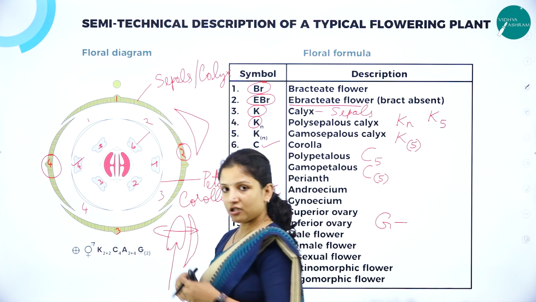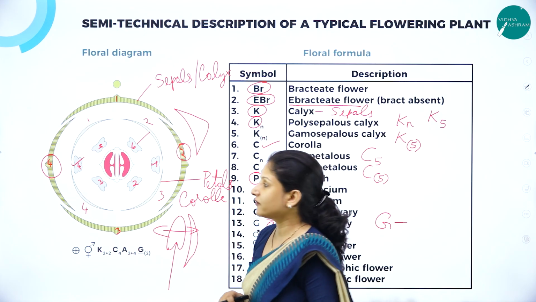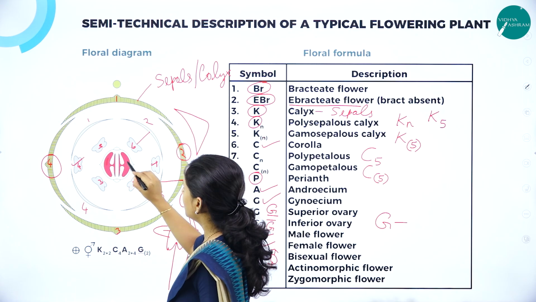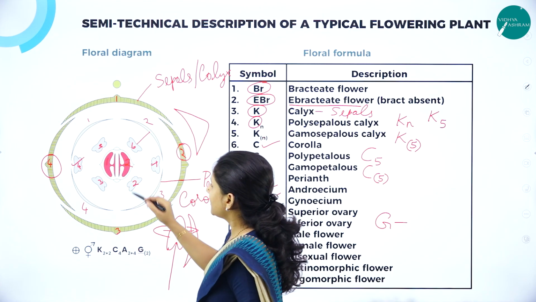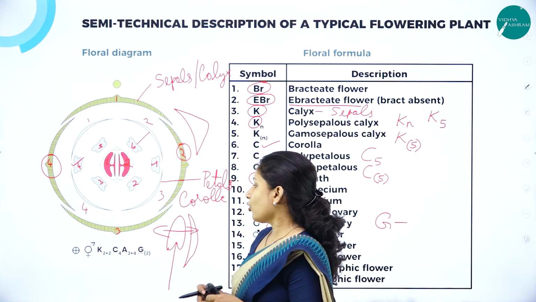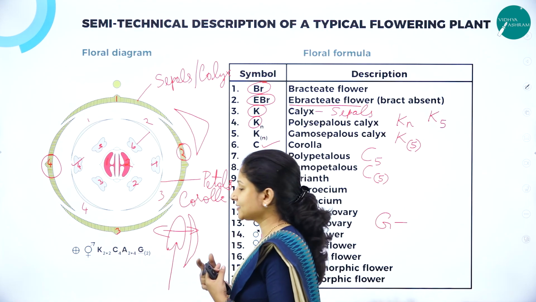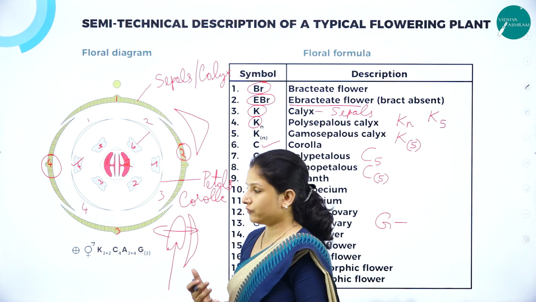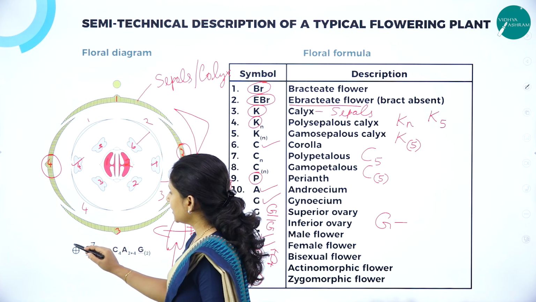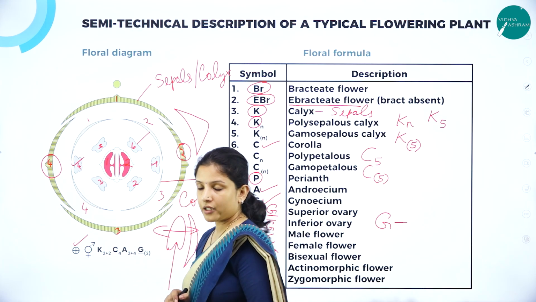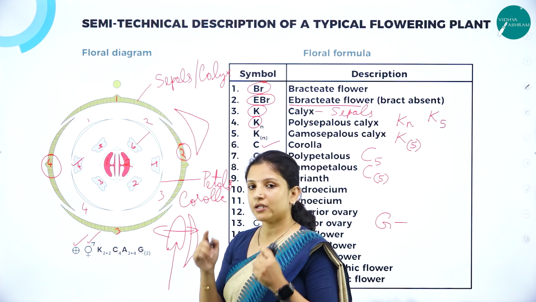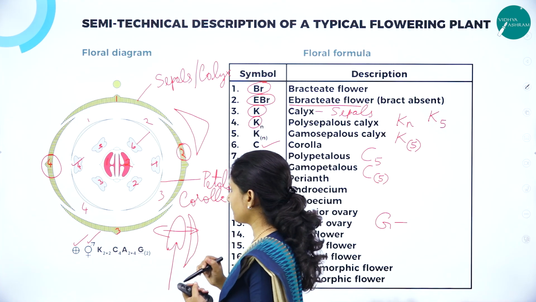Next, talking about the innermost whorl, which is the female reproductive part, that is the gynoecium. In this case, the gynoecium is bicarpellary, 1 and 2, and they are fused to each other. While looking at the flower, it is a superior ovary. So that is how you write the floral formula. Now, if you can see here, the flower is actinomorphic. It is a bisexual flower wherein the male and the female reproductive structures are present in the same flower.